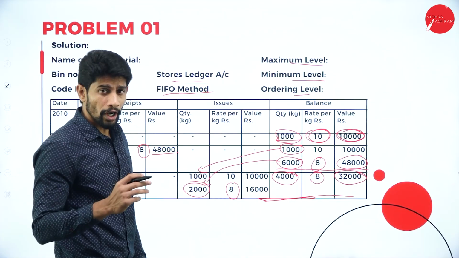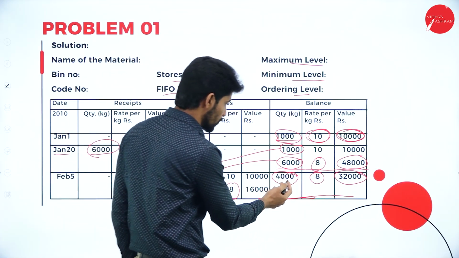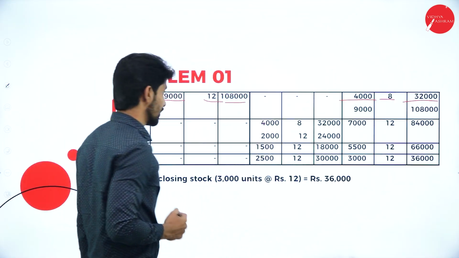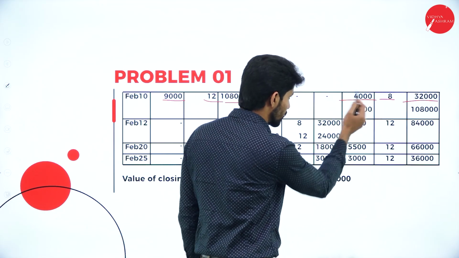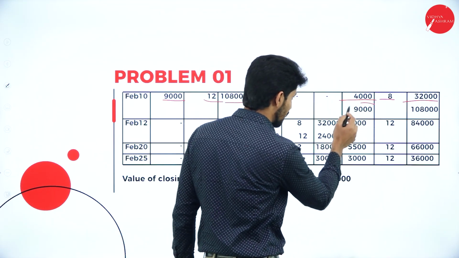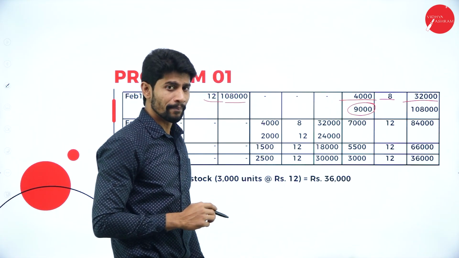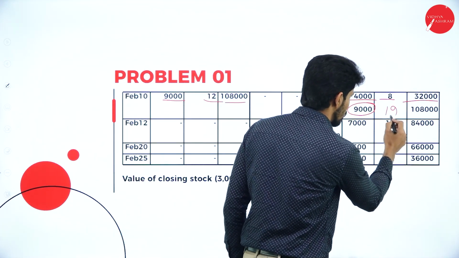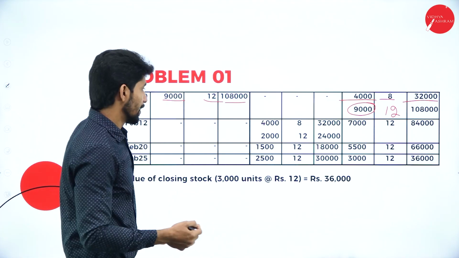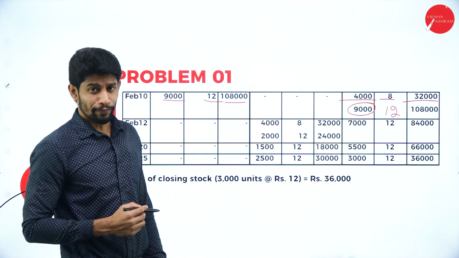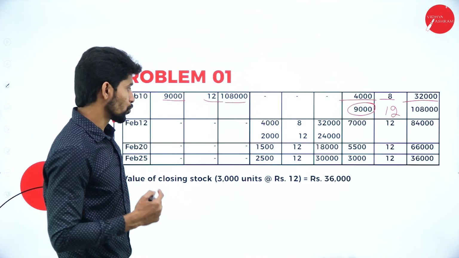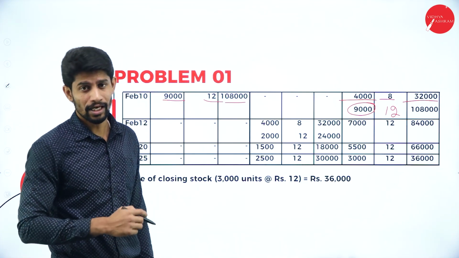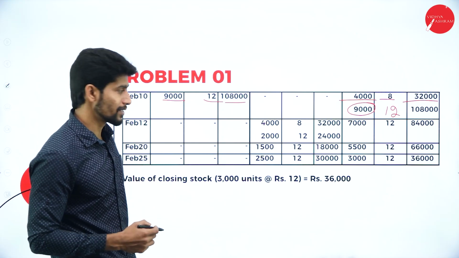Here you can see on 5th Feb we have the balance of 4,000 units. The same one we are showing here on 10th Feb. So first show 4,000 balance, next show the recently purchased 9,000 balance. So what is the price we purchased? We purchased at 12 rupees per kg. Next on 12th Feb we have an entry. So what is the entry on 12th Feb? Issued 6,000 units.